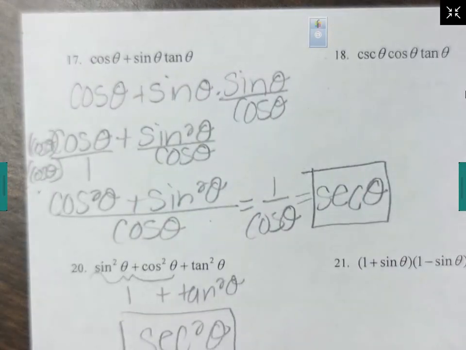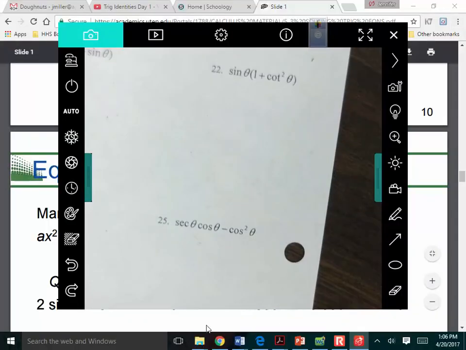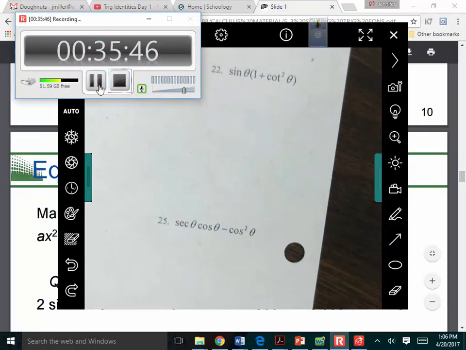Okay? All right. Your homework is going to be to finish the front and back of the first and the second sheet that I gave you. So that's day 1 and day 2. You only have to finish the front of each, though.